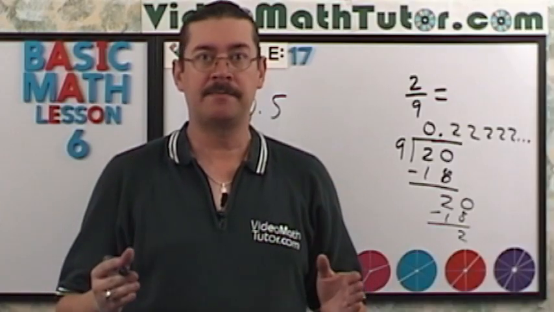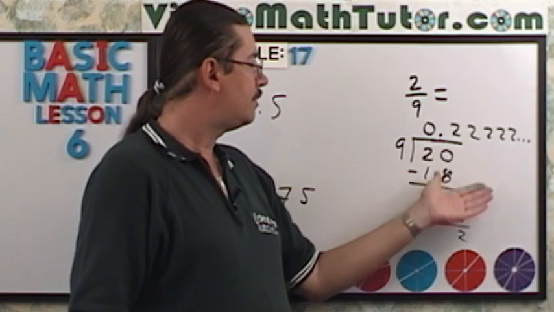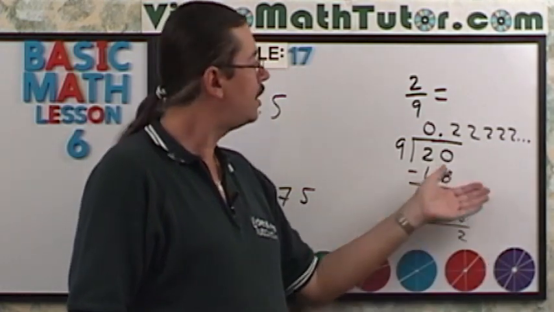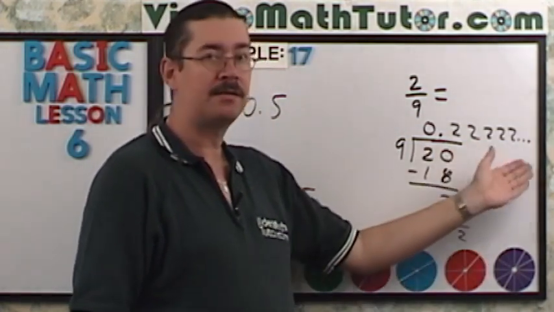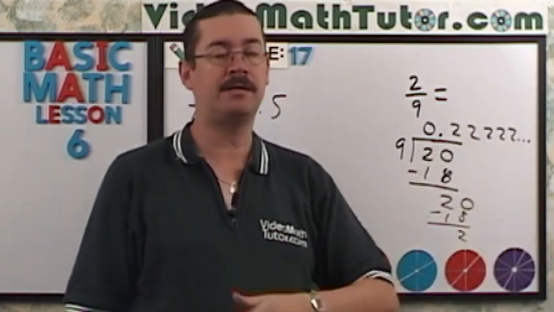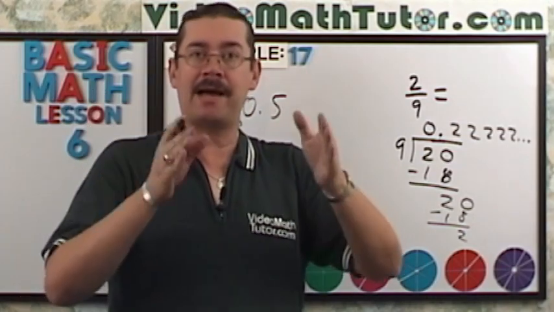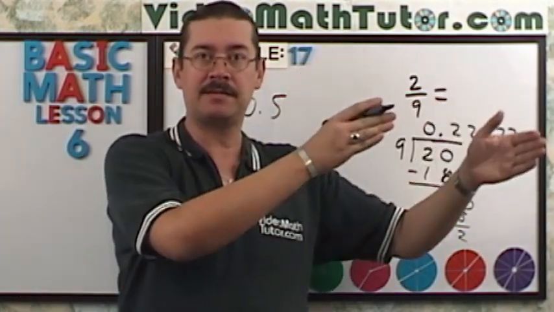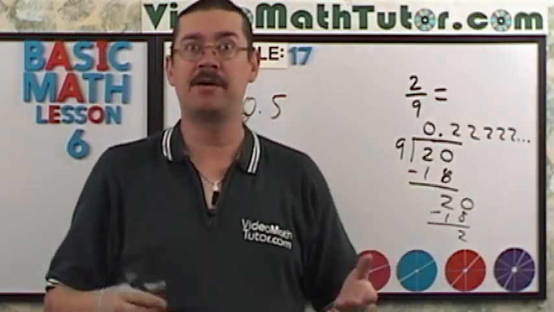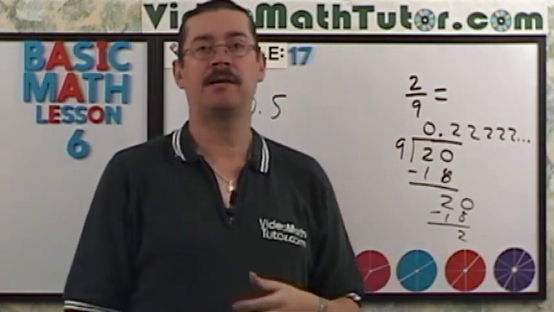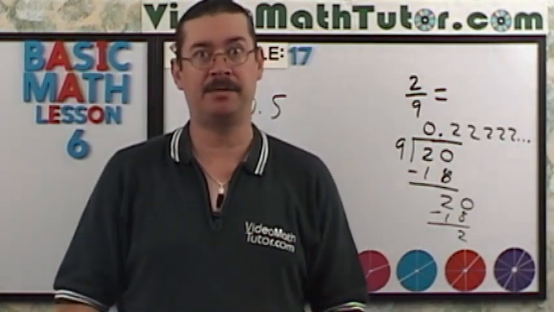When you're doing a division and your remainder is never 0 and you get a repeating set of digits, not necessarily the exact same digit, it could be 4, 5, 4, 5, 4, 5, but it's a repeating pattern of the exact same digits over and over again forever, then this is called a repeating or periodic decimal.